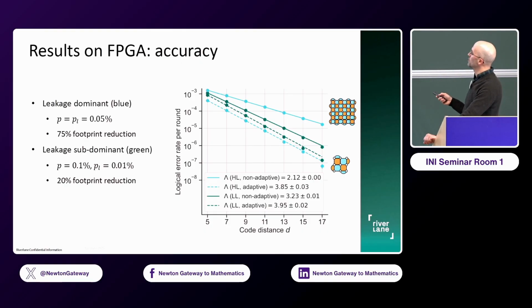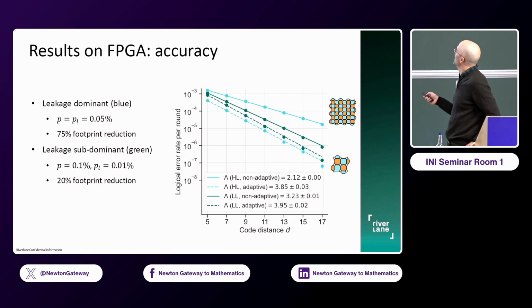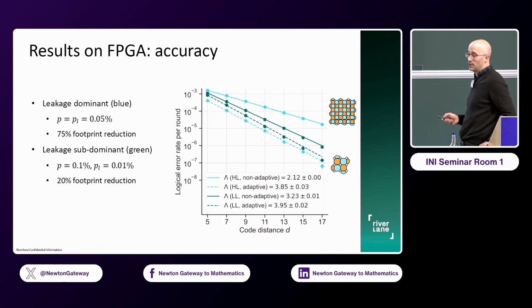Light blue is an error model with quite a significant amount of leakage, and green is an error model with less leakage. Within each error model, we have 2 curves, the solid one and the dashed one. The solid one is the failure rate when our decoder is not leakage aware, and the dashed one is the failure rate when the decoder is leakage aware.